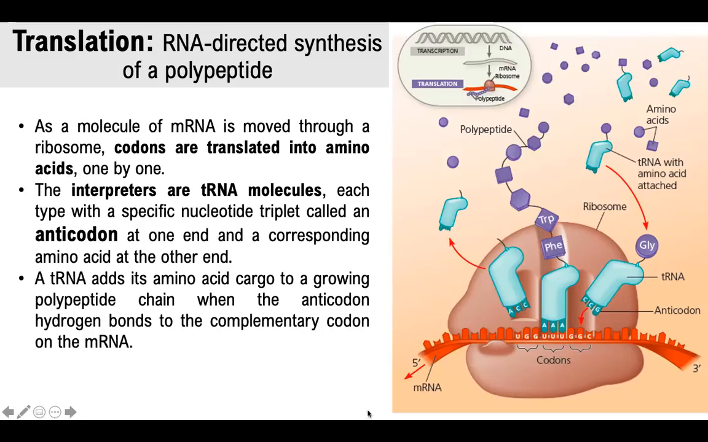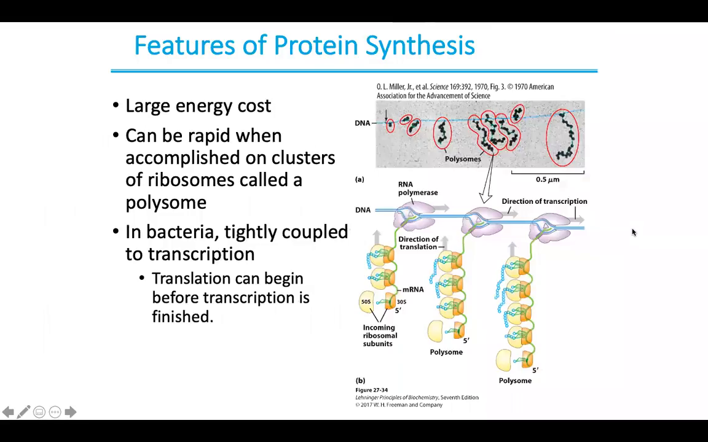So here we have the ribosome, we have the mRNA, with the tRNA. The tRNA is bound to an amino acid, okay? And its product, which is the polypeptide. So what are the features of protein synthesis? The process of protein synthesis entails a large energy cost. It can be rapid when accomplished on a cluster of ribosomes called a polysome.